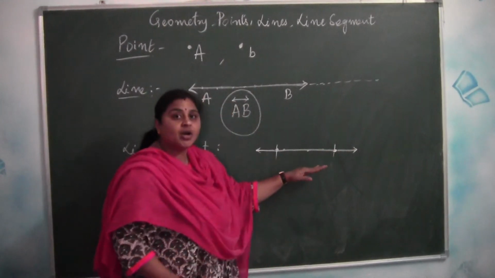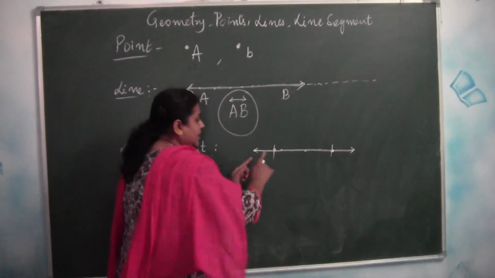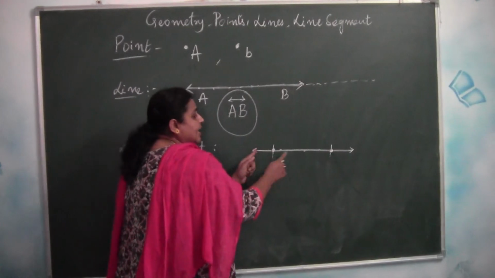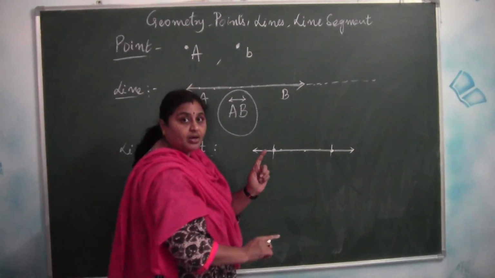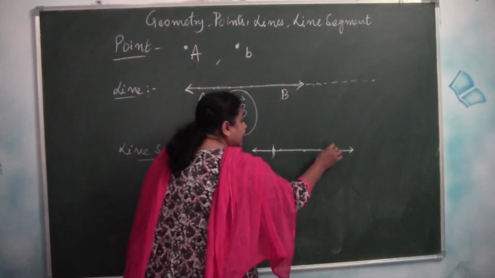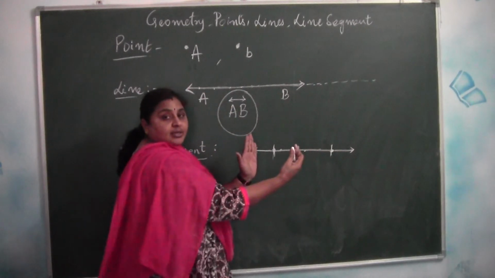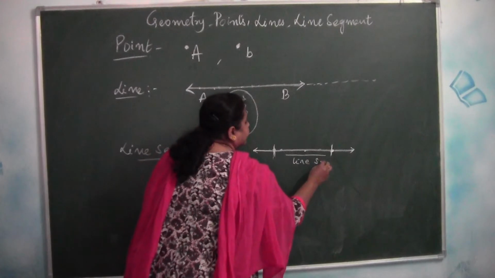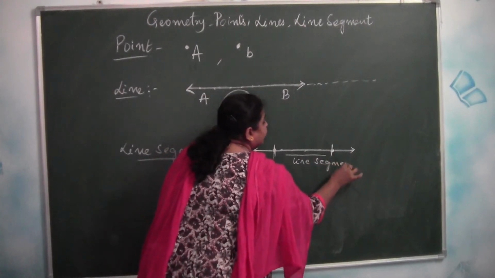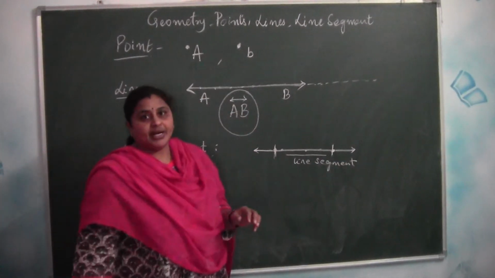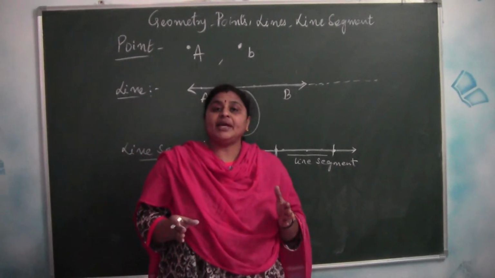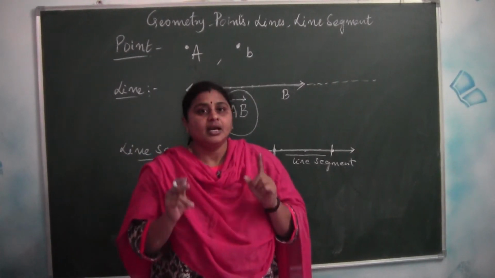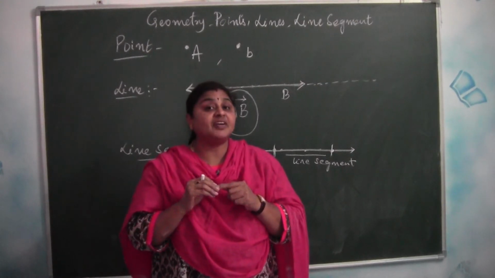In that line I have taken one part. Right? All of this is a complete line. In this line what did I do? I have marked 2 points. Alright? And in that line I have selected one part. So this is called the line segment. What do you call that? Line segment. It means a line segment is a part of a line.